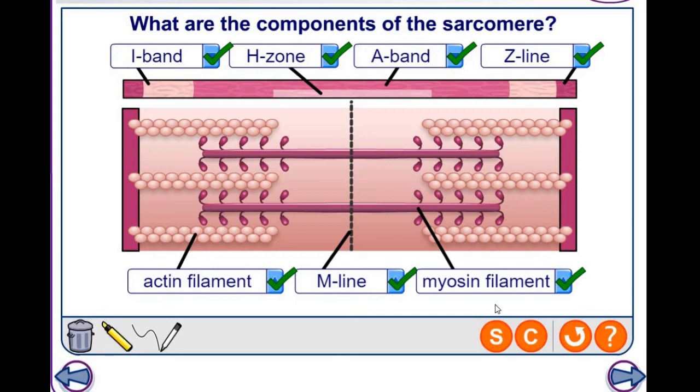So the first thing I want you to do is have a go now. Pause the video and have a go at drawing this out. See if you can do it off by heart on your own. Have a go at that.